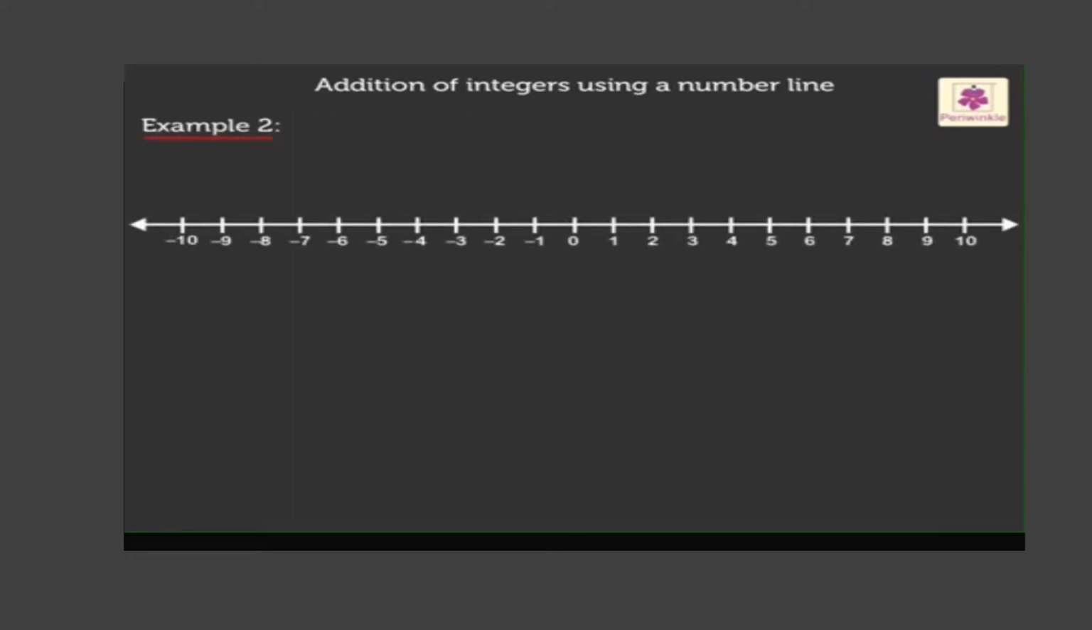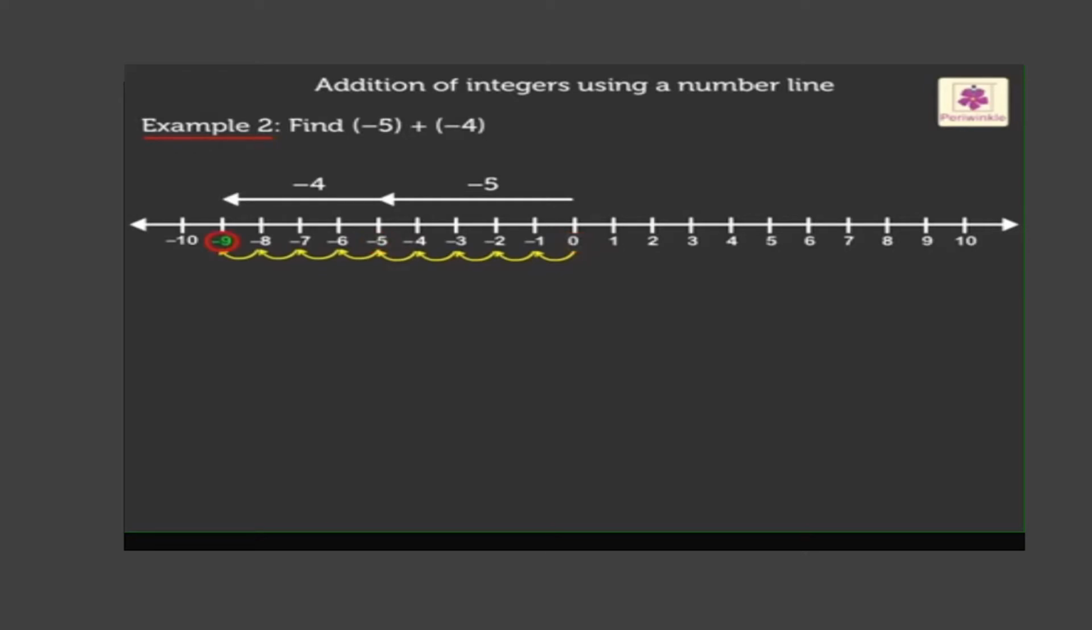Example 2. Find negative 5 plus negative 4. Start from 0 and move 5 places to the left, that is in the negative direction. We reach negative 5. Now, on moving another 4 places to the left from negative 5, we reach -9. Hence, -5 plus -4 is equal to -9.